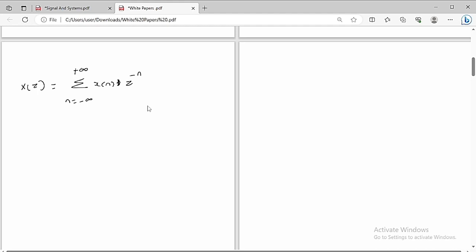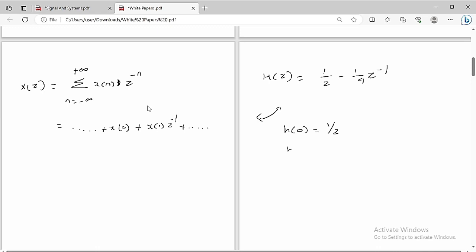Right? Now if you expand this, you are going to get x(0) for n equal to 0, plus x(1) z to the power of minus 1, and it goes on like this. In the question, H(z) is equal to 1/2 minus 1/4 z to the power of minus 1. So by comparing these two, we can say h(0) is equal to 1/2 and h(1) is equal to minus 1/4.